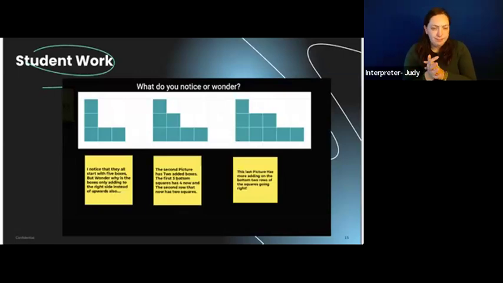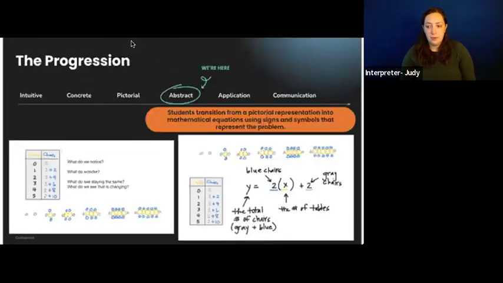But first, we just want to build their curiosity again, kind of coming back to that intuitive. Even though we're at the pictorial level, we're still seeing what we notice and what we wonder. Within this pictorial, we're really developing what's staying the same and what's changing. Once we get to the abstract level, you're going to see these two levels merge for a little bit. We can't just jump right into equations.